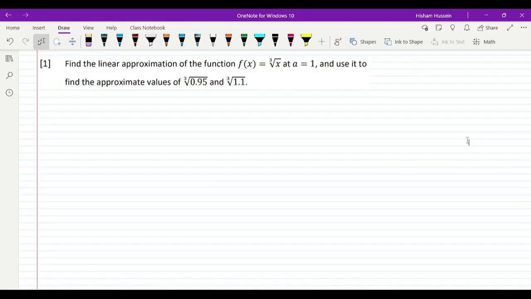For practicing, find the linear approximation for the function f of x equals the cubic root of x at a equals 1. This is the x coordinate for the point of tangency. Use it to find the approximate values for the cubic root of 0.95 and the cubic root of 1.1.